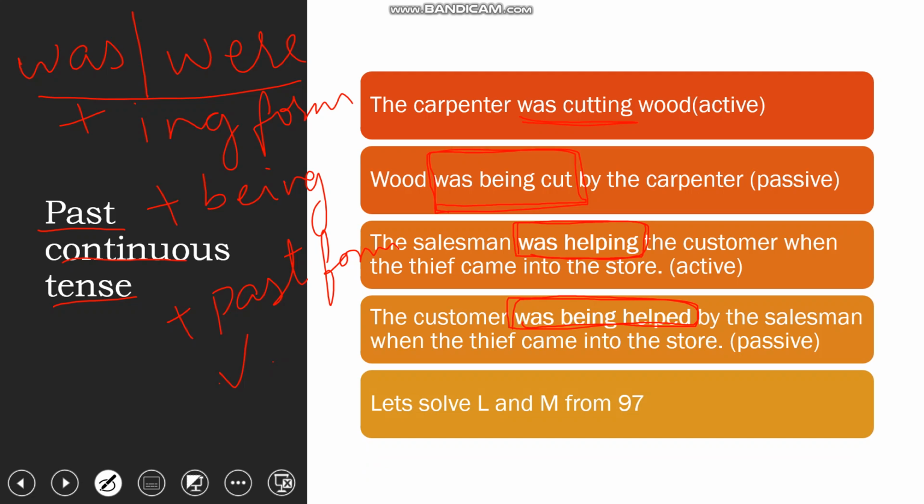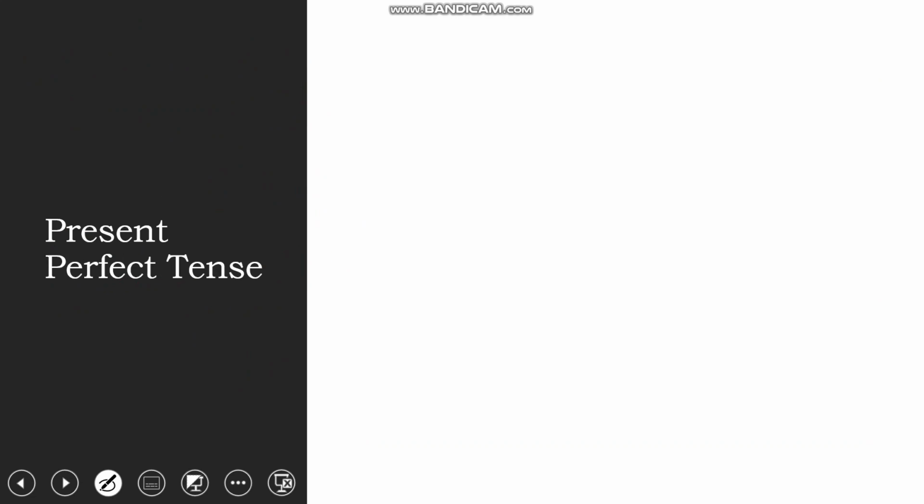Now you will solve questions L and M of page 97. You can take your time, quickly solve. Now let's move on to present perfect tense.